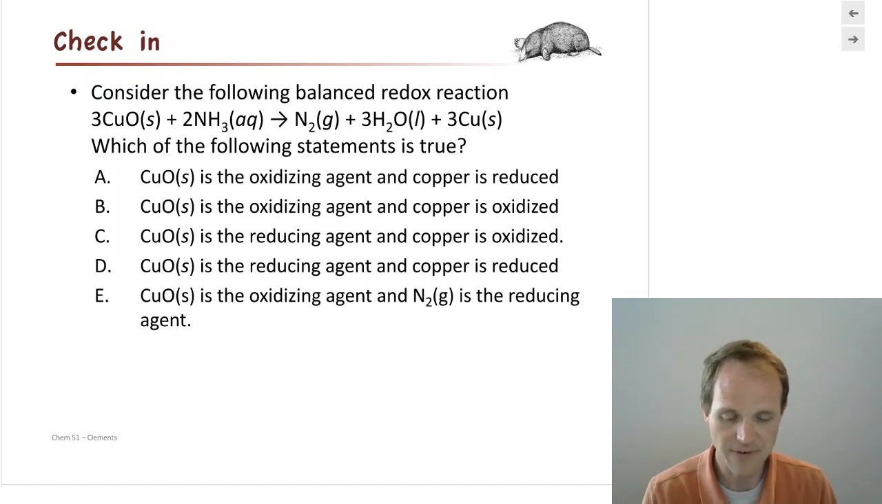All right, consider the following balanced redox reaction. I'm telling you it's balanced. Copper 2 oxide and ammonia reacting to make nitrogen, water, and solid copper. Which of the following statements is true? You have copper 2 oxide being the oxidizing agent, and copper is reduced. You can read all those.